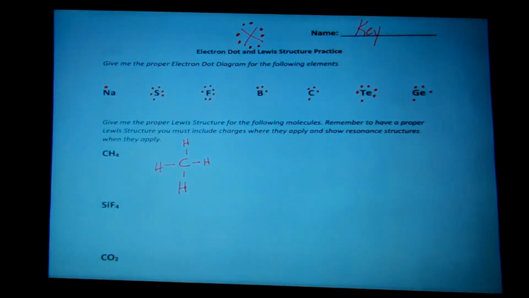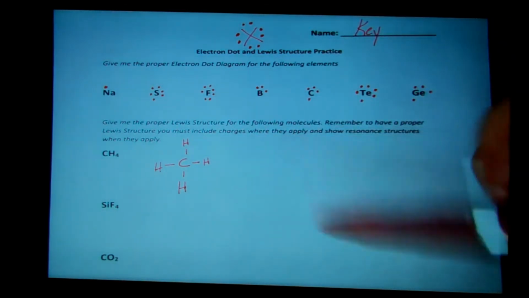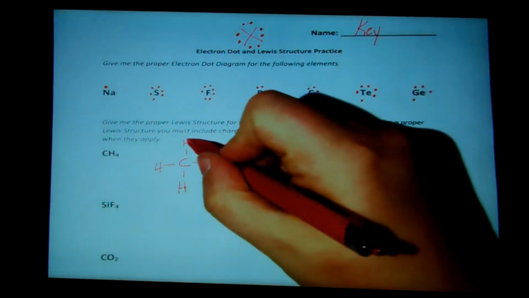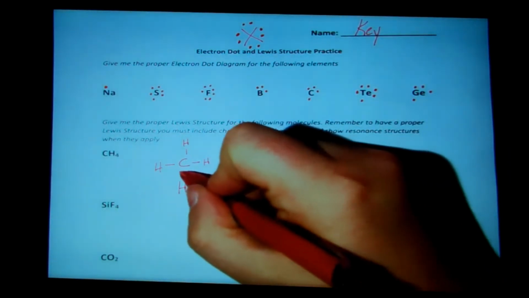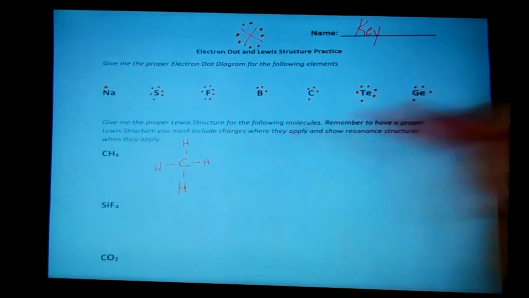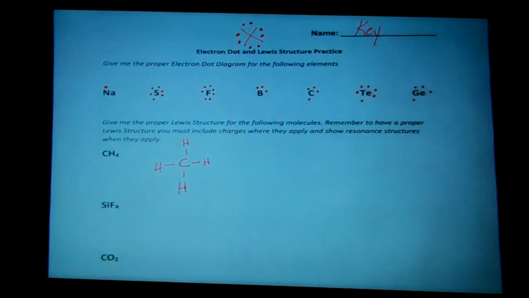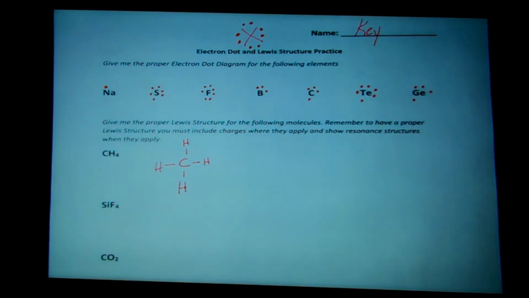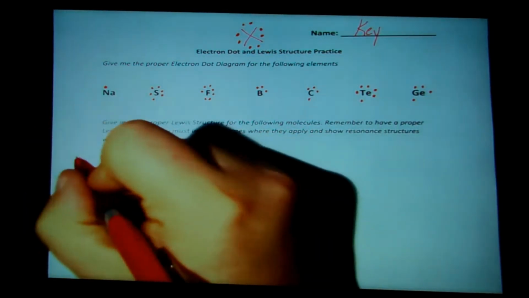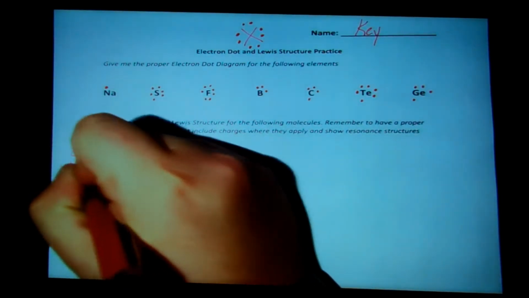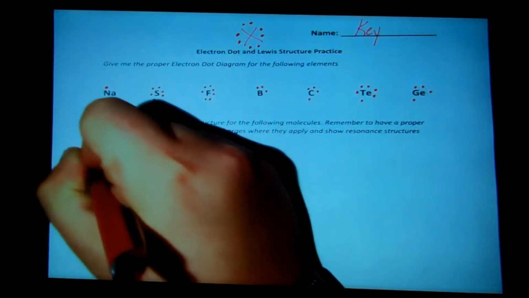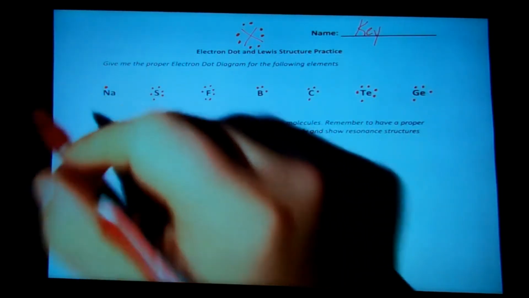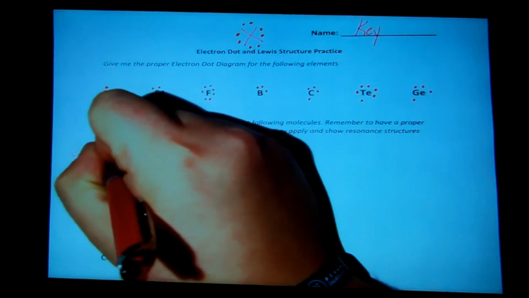Give everything a full octet where required. Remember, hydrogen is one of those rule breakers, so hydrogen only receives 1 bond. So none of these get a full octet, and carbon has a full octet because of the bonds around it. Now I need to check and make sure I'm showing the proper number of electrons. And we do this in terms of valence electrons. So I have carbon and hydrogen. I have 4 hydrogens and 1 carbon.